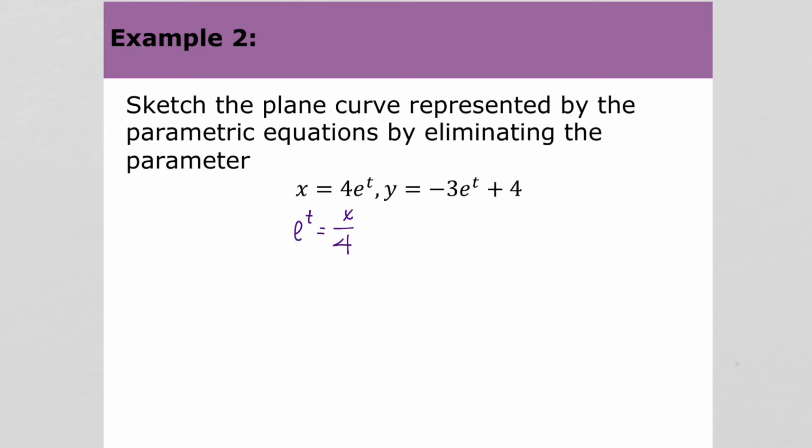Now that's a good thing because we've got y equals negative 3 times e to the t plus 4. So we can plug in the e to the t that we solved here, right here. It's x over 4. So you just find something to solve for that involves t, whether it's t or something that's got t with it, and use that to plug into your other equation. So we'll have y equals negative 3/4 x plus 4. Now let's graph this and see what our domain should be.